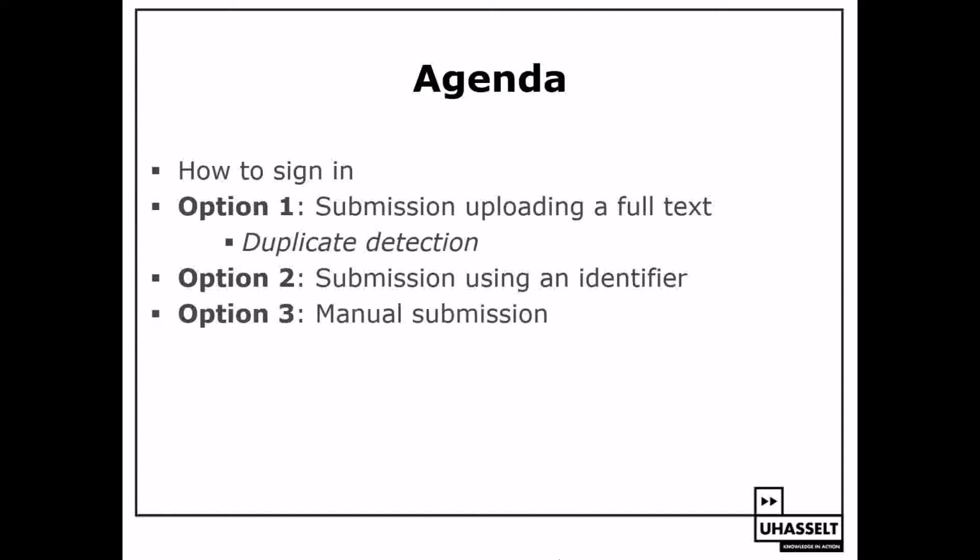Our last option is to submit the publication manually. This is explained in the section Manual Submission. To finish, I describe how you can save or finalize your submission. If you want to jump to a particular section, click on one of the timestamps in the description of this video.